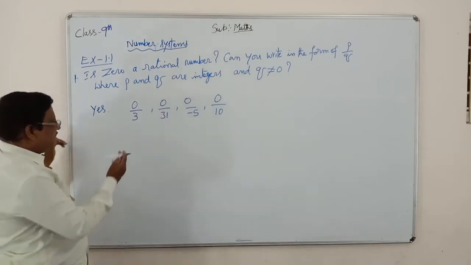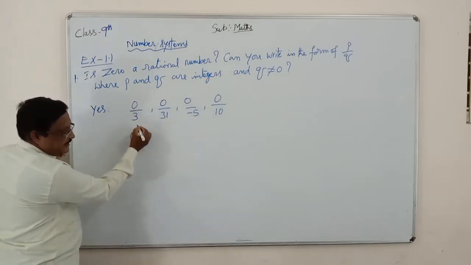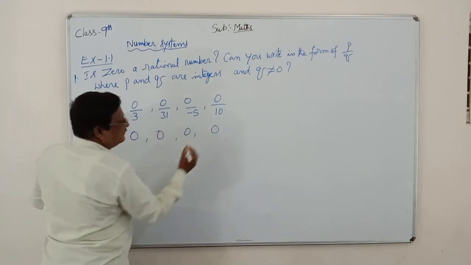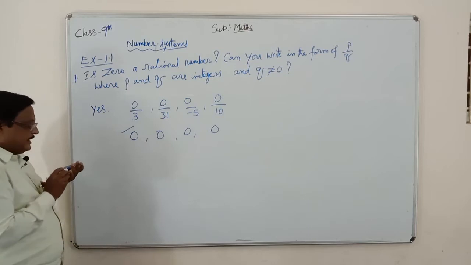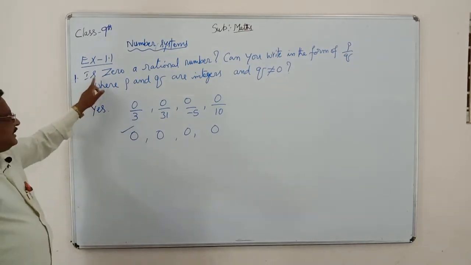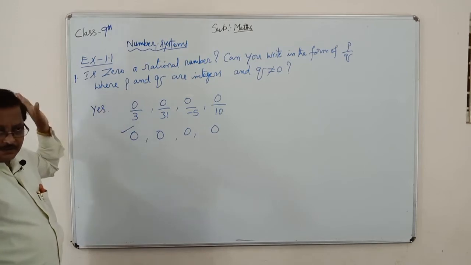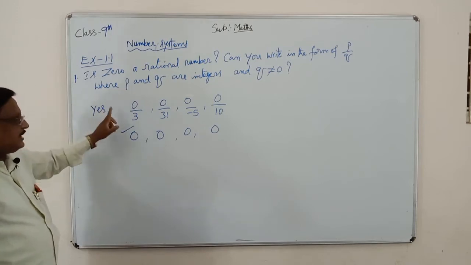This is nothing but 0. 0 by any number is nothing but 0. Therefore, is 0 a rational number? Yes, 0 is a rational number.